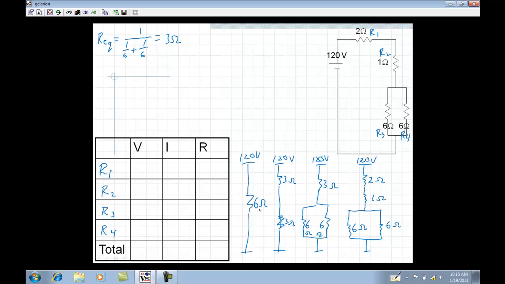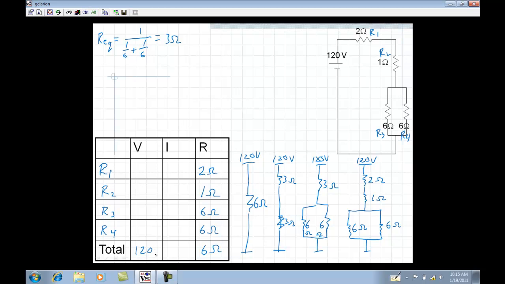Okay, so my equivalent resistance, I can write these down. My R1, you know what, I haven't filled these in. This is 2 ohms, 1 ohm, 6 ohms, 6 ohms. We just finished saying our equivalent resistance would be also 6 ohms. Our total voltage is how much? 120 volts.